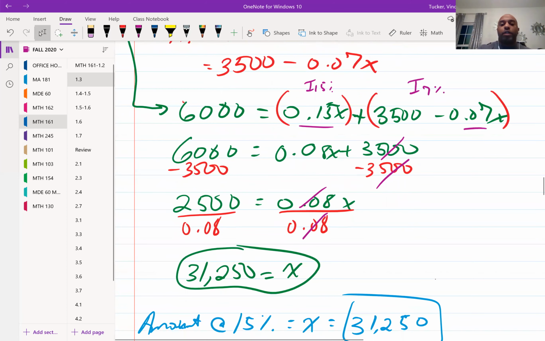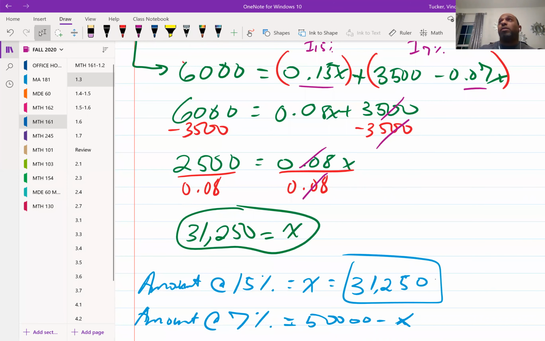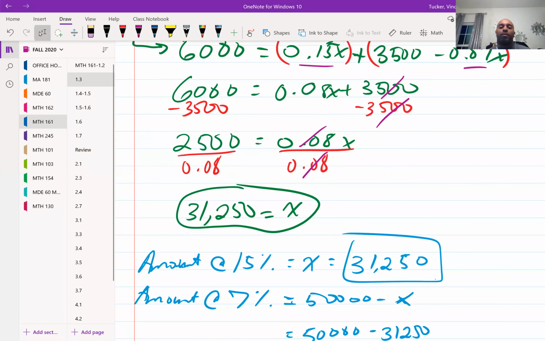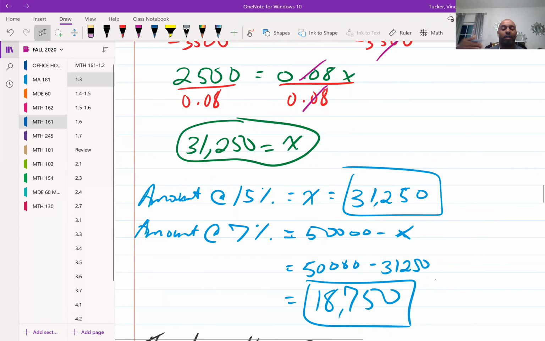All right, so to finish this off though, remember we want to know the amount that's deposited into each account. The first one's 31,250, that's X, so remember the 15% account was X, so that's going to be that value. Then to find the amount that goes into the account at 7%, you would take 31,250, subtract it from 50,000, and that'll give you $18,750 that would be deposited in the account at 7%.